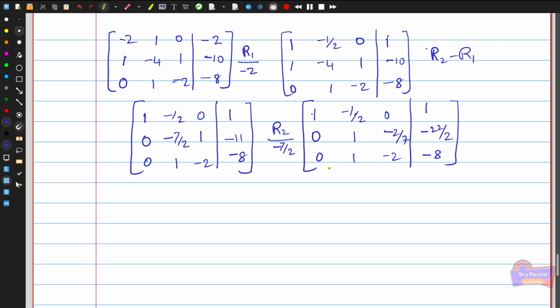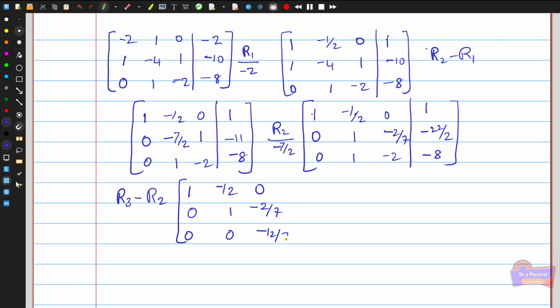Again, the second element of the third row, I want to make it as a 0. So in order to do that, the transformation is R3 equal to R3 minus R2. If you do this transformation, 1, minus half, 0, this is 0, 1, minus 2 divided by 7, and here you'll get 0, 0 and minus 12 divided by 7, 1, 22 divided by 7. So this is not the minus here, you will get only 22 divided by 7 and minus 78 divided by 7.